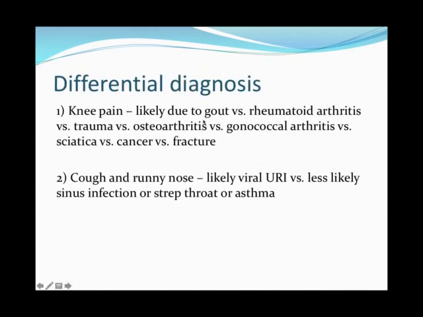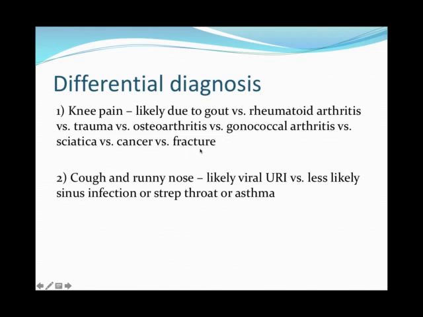And we're going to put the one that we think is most likely first. And you don't have to be right, but we're going to put the most likely one first, and then we're going to follow that with the others. So I put in most likely due to gout versus rheumatoid arthritis versus possibly trauma versus less likely osteoarthritis versus gonococcal arthritis versus sciatica versus cancer versus fracture.